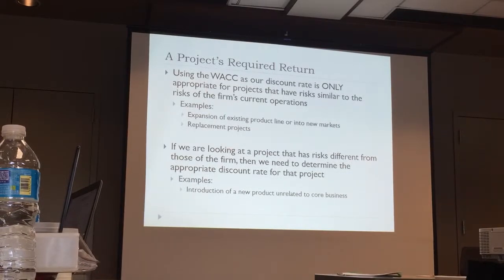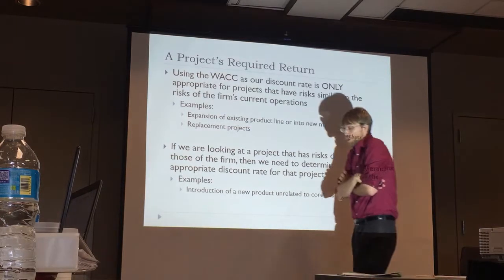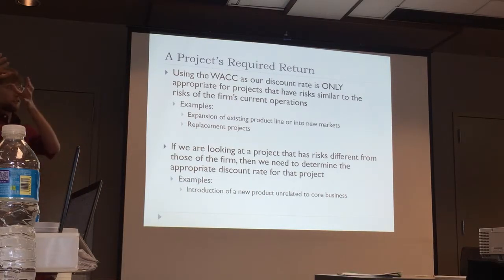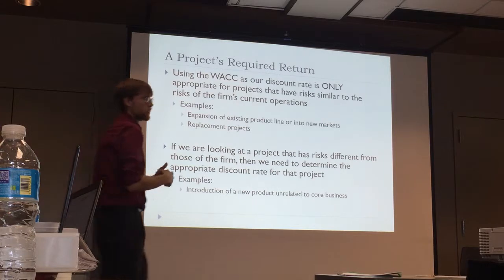And again, some examples: maybe an expansion of an existing product line, like the MMDC, right? You have some product you're already working on, you're just extending it, or maybe into a new market, or replacement projects. If you're looking at a project that has risk different from the firm, you've got to do something else, right? We don't have the time to go into what all these can be, but you could think about this if you're going into a completely new line of business. Maybe you could find another firm that's in that line of business, or what would be even better, a collection of other firms in that business, what we call pure play firms, that do what you want to do, right? And look at their weighted average cost of capital, and take some average or median or something like that.